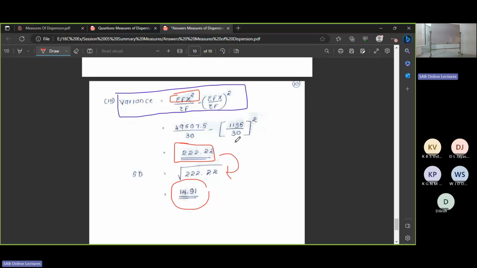Then divided by sigma f, the total frequency, then square it. Now clear? Okay, do not memorize this formula. The formula sheet is attached to your final exam paper. Okay, then the only thing is, what these terms are.